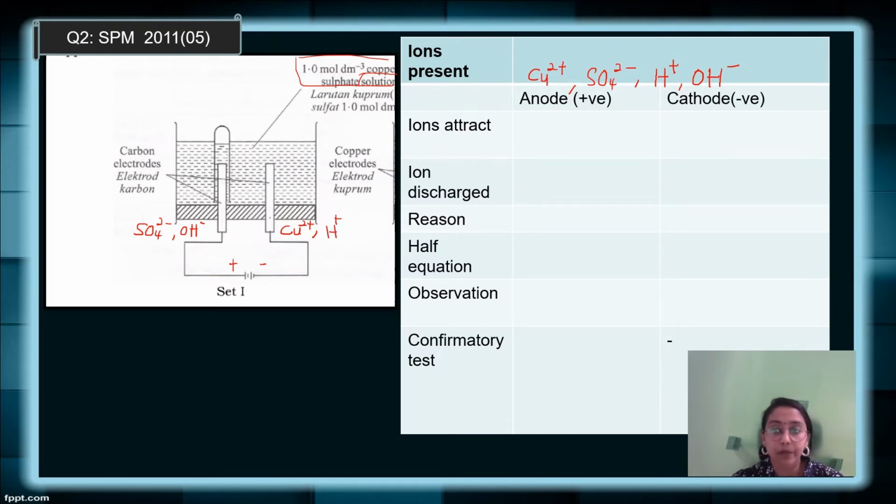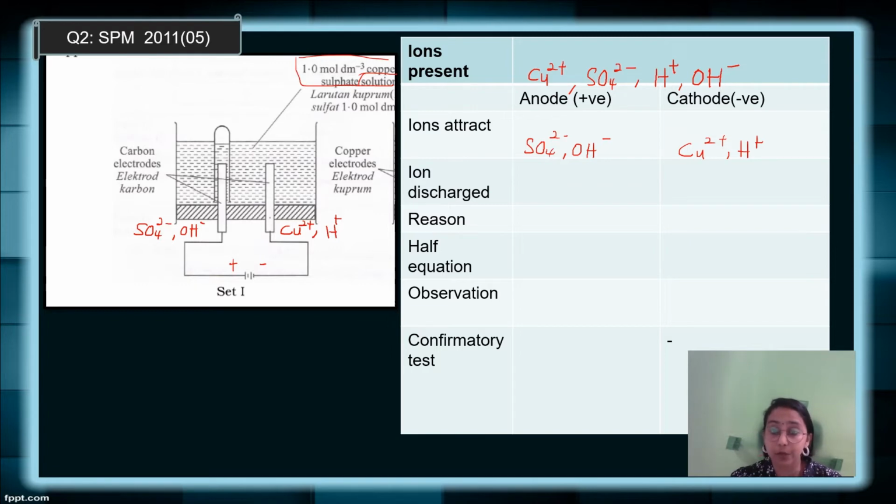Okay, so now let's write down first. At the anode there are 2 ions that will go there. What are the 2 anions that go to the anode? Sulfate and hydroxide. Whereas for the cathode it will be copper 2 ion and hydrogen ions. Now there are 2 ions at the anode, there are 2 ions at the cathode.